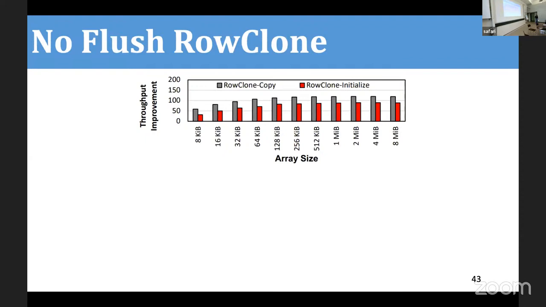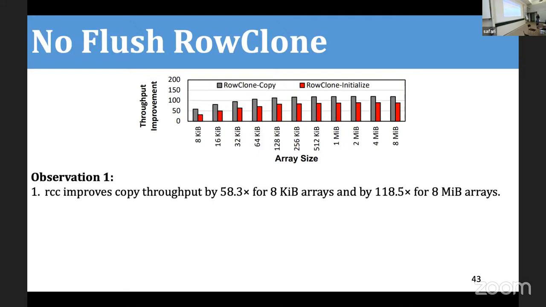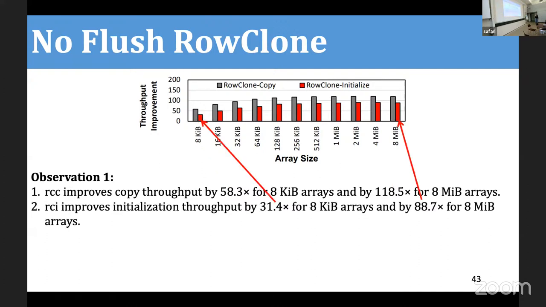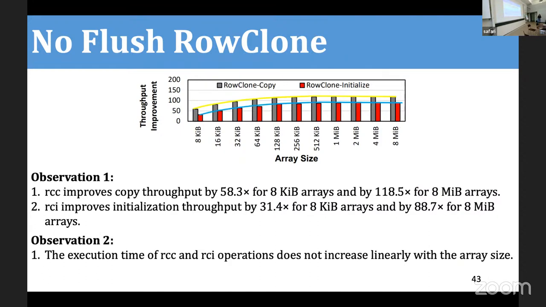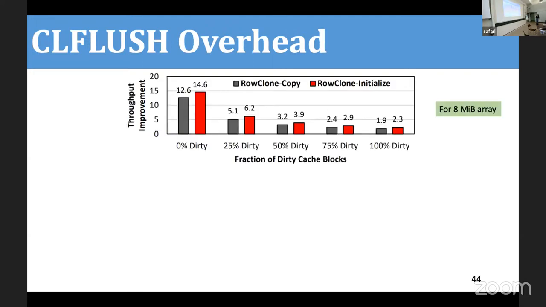Let's see now the no flush configuration. Basically, it's the same setup: throughput improvement, the array size, and the same bars for RowClone. The first observation is that RCC improves the copy throughput by almost 59 times over the CPU operation for 8 kilobytes, and almost 119 times for 8 megabytes. As well, RCI is improving the throughput by a lot. So we see that the execution time of RCC and RCI operations does not increase linearly.